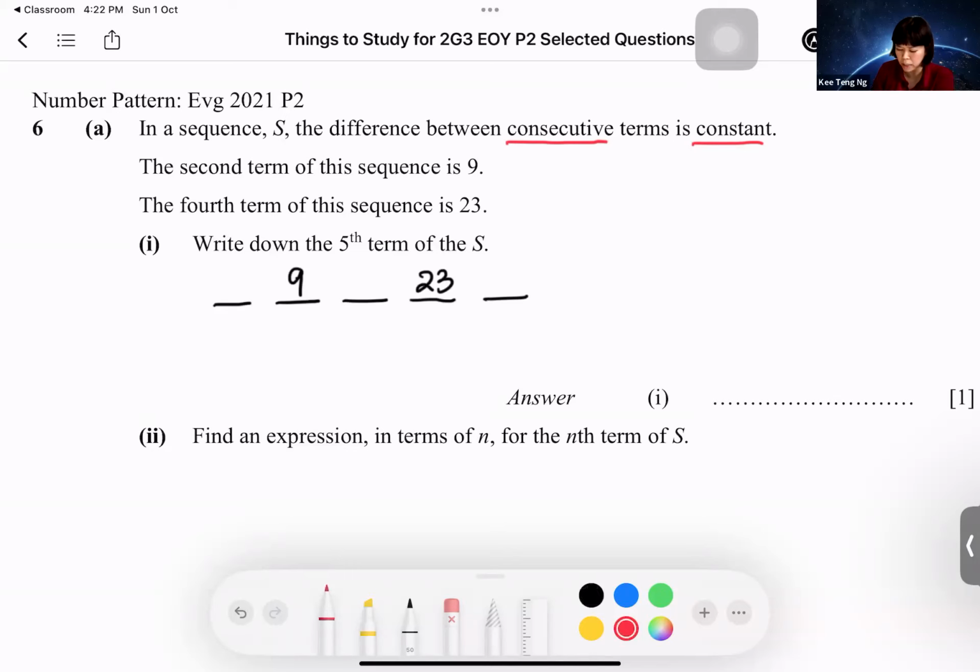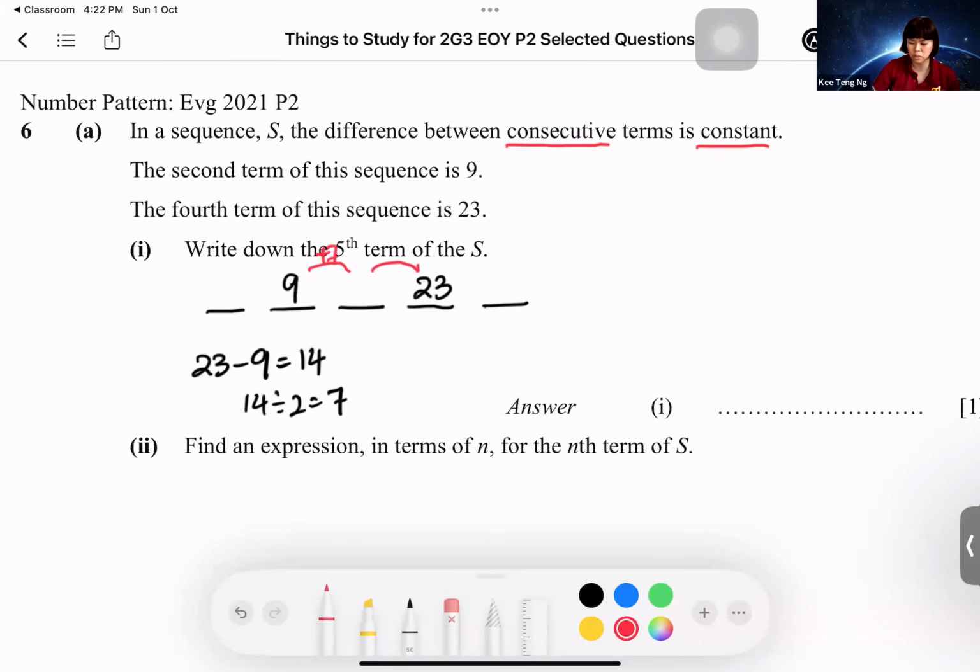So what I need to do, I need to know they skip by how much, right? So 1 time, 2 times. The difference, 23 minus 9, gives me 14. Then 14 I divide by 2. That means the constant difference will be plus 7. So this one will be plus 7, plus 7, plus 7. So 1, 2, 3, 4, 5. I want to find the fifth term, 23 plus 7. The number will be 30.